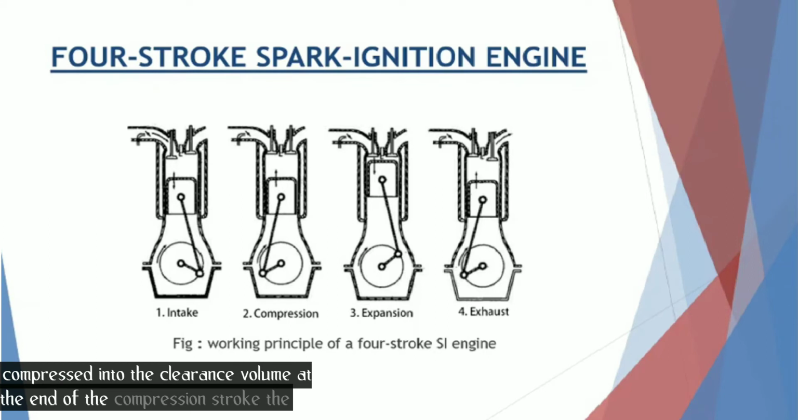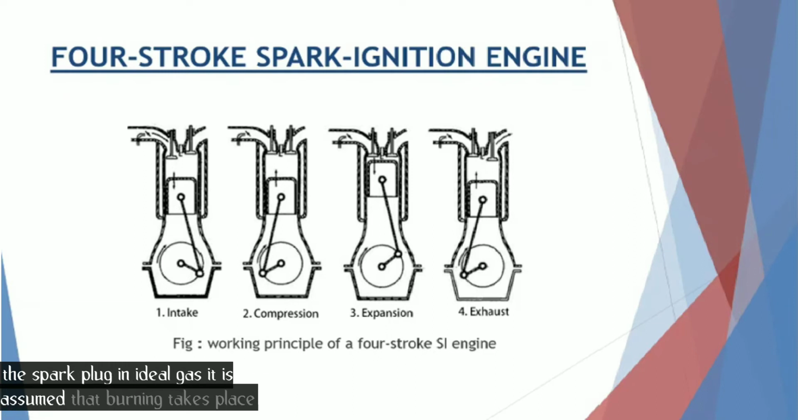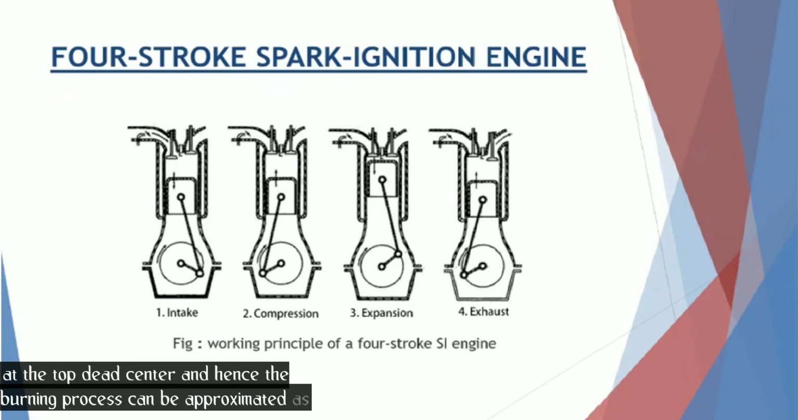At the end of the compression stroke, the mixture is ignited with the help of a spark plug located at the cylinder head. Here this is the spark plug which is located at the cylinder head. Once the piston is compressed to this end, the spark is generated through the spark plug. In an ideal cycle, it is assumed that burning takes place instantaneously when the piston is at the top dead center, and hence the burning process can be approximated as heat addition at constant volume.